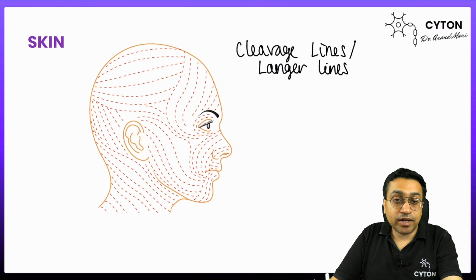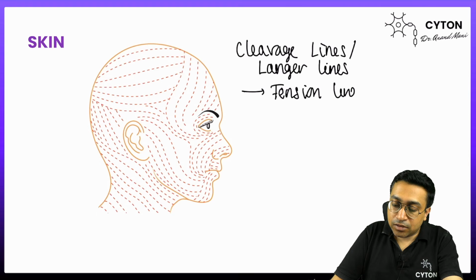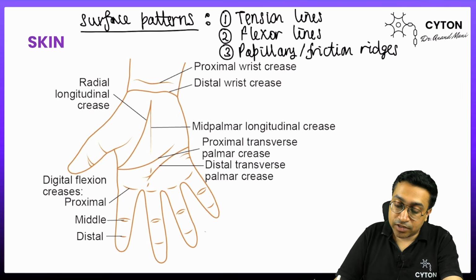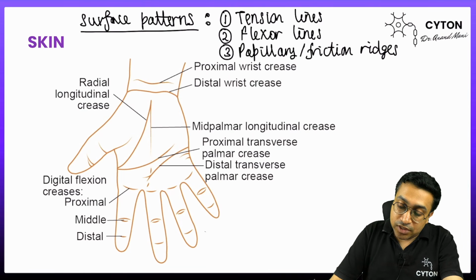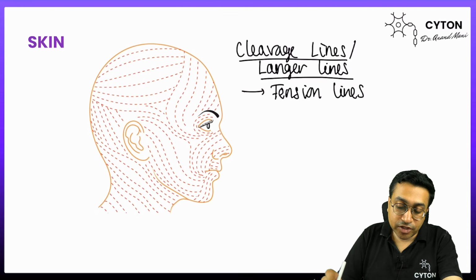Okay, Langer's lines in the skin of the face. These are nothing but tension lines only. Langer's lines and cleavage lines, that is our first condition. So these are flexor lines or flexor creases. Here we have the tension lines.